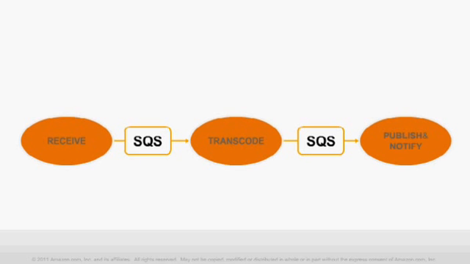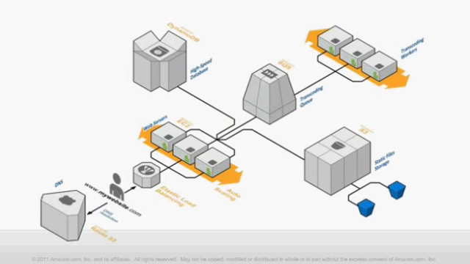So here's a real-world example of how this might look. I might have a user coming in, hitting a load balancer, hitting a web tier that scales out independently. Let's say that the user is posting a video.